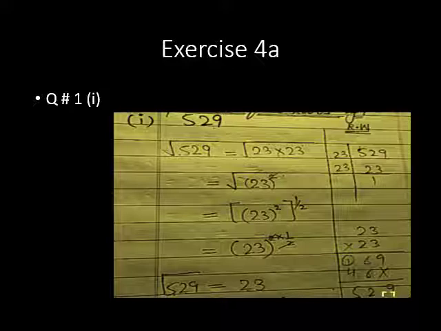Here is exercise 4a. First question is: find by factors the positive square roots of the following. First part is 529, and we have to find out the positive square root of this 3-digit number. We will take the square root of 529 and find it by the prime factorization method.